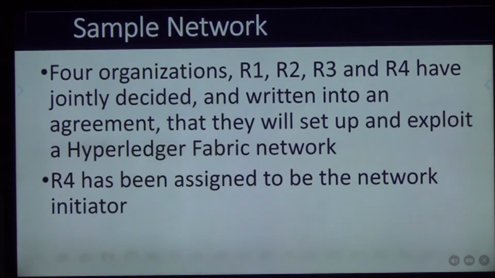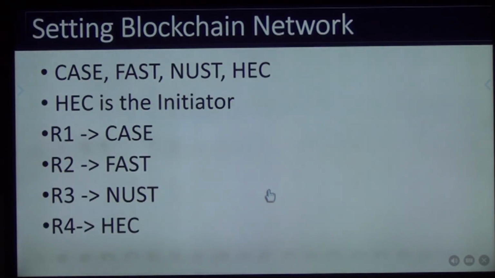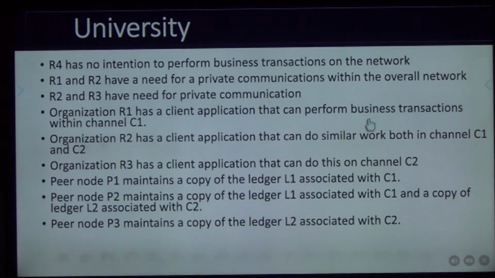Okay? So 4 organizations, R1, R2, R3, and R4, have jointly decided and written into an agreement that they will set up and exploit a Hyperledger Fabric network. ठीक है? In our case, 3 universities and HEC have decided. R4 has been assigned to be the network initiator. So HEC is the network initiator. They said, I will initiate a network. Okay. So we are saying case, FAST, NUST, HEC. HEC is the initiator. R1 case, R2 FAST, R3 NUST, R4 HEC.